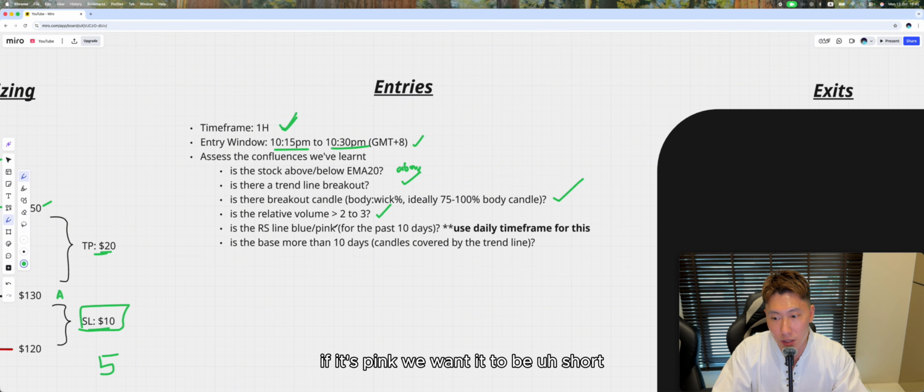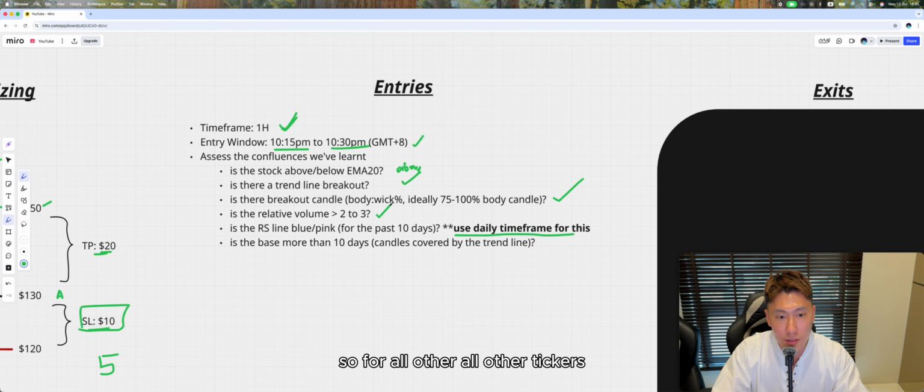If it's pink, we want it to be short for the past 10 days. So just a very gentle reminder that for the RS line, we always go to the daily time frame to read the RS line. Then we only do this when we have all the confluences ticked, and then we want to check for the relative strength.